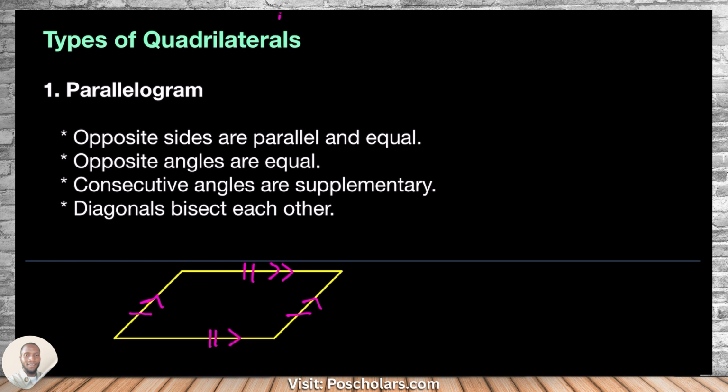This is the symbol for parallel. I told you before, right? Now, next, opposite angles are equal. What does that mean? This angle is equal to this angle, and then this angle is equal to this angle, right? Good. Next property, consecutive angles are supplementary.